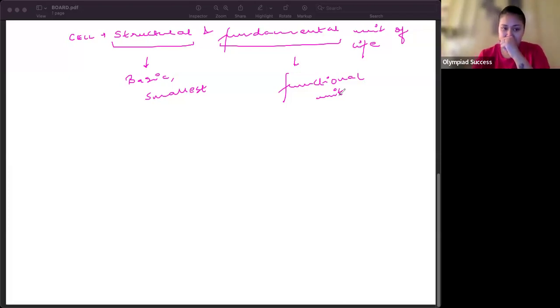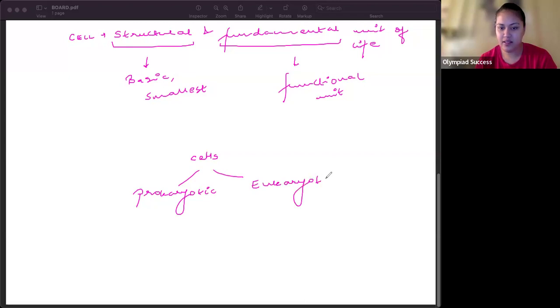All right. Now, cells can be divided into different types based upon their organization internally and the organization of one particular organism. So cells can be classified as prokaryotic cells or eukaryotic cells. Can you quickly tell me the difference between prokaryotic and eukaryotic cell?